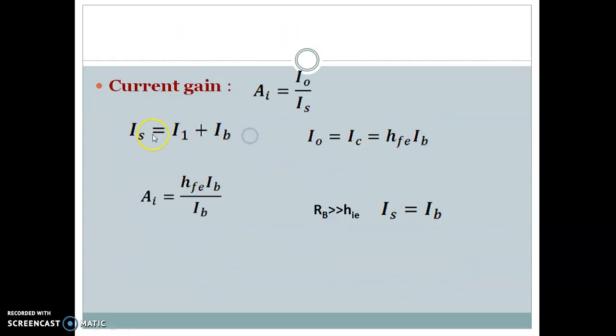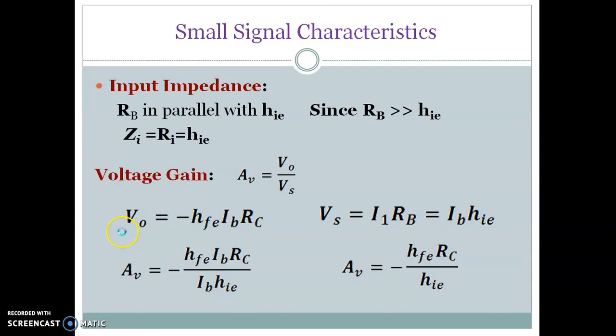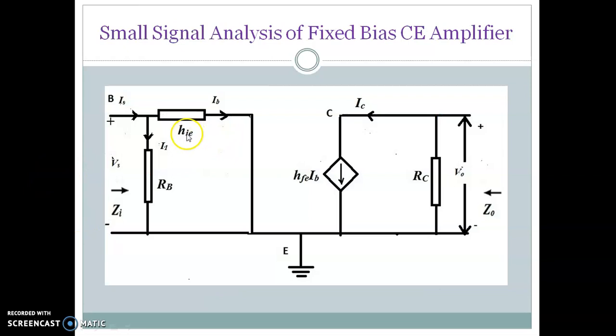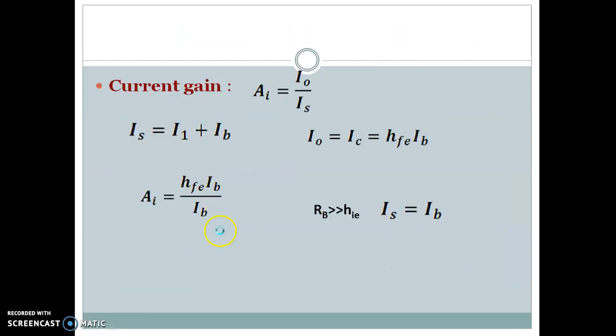Next, your current gain. The current gain AI is given by I0 by Is. I0 is nothing but your IC, which is HFE-IB, and your Is is I1 plus IB. Out of that we know that RB is a very large value, so therefore I1 will be negligible. So Is I can write as equal to your IB, since RB is very much greater than HIE. Therefore AI is equal to HFE-IB by IB, which is HFE.